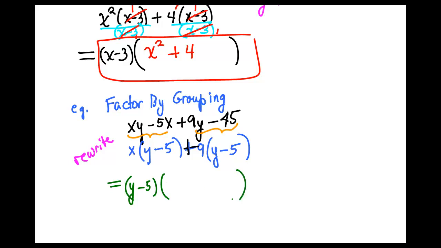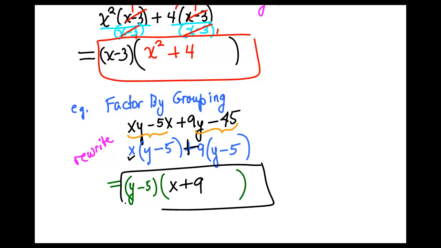The way I think of it, dividing by the y minus 5, it's like taking these y minus 5s and pulling them down, because that's what happens when they cancel. So this divides into this, gets rid of it, and I have an x. And this divides by this, gets rid of it, and I have plus 9. And when I'm finished, there I have my factored result.